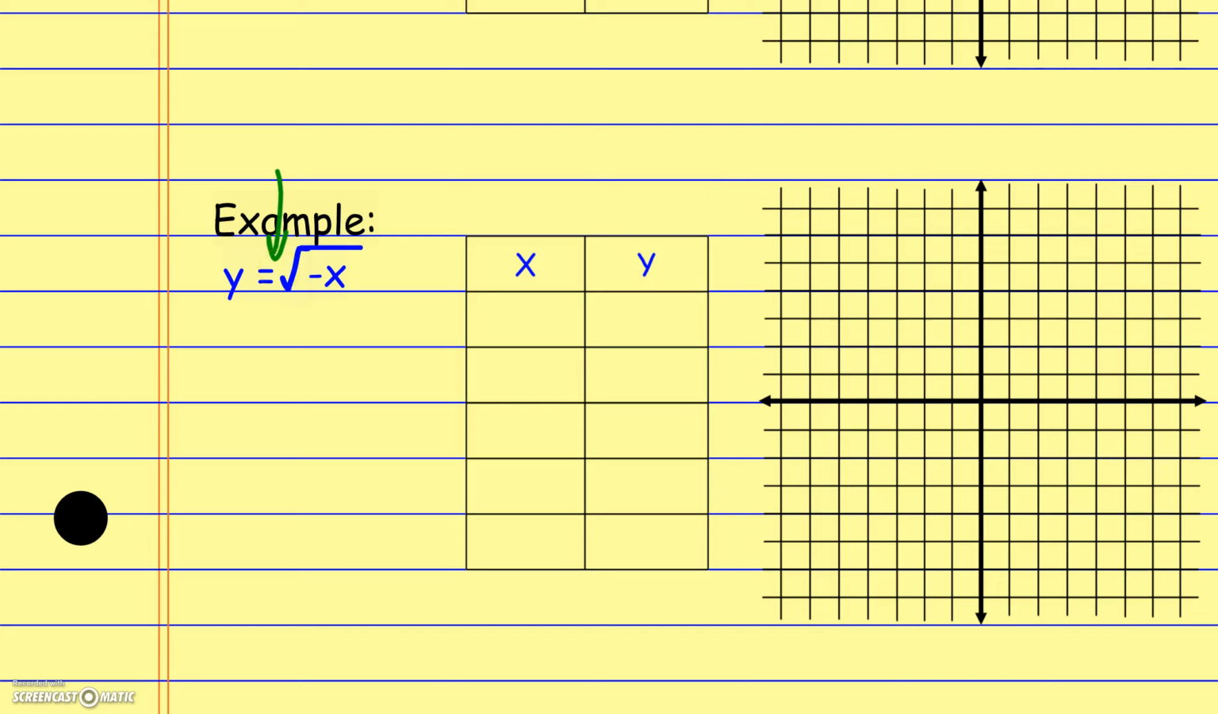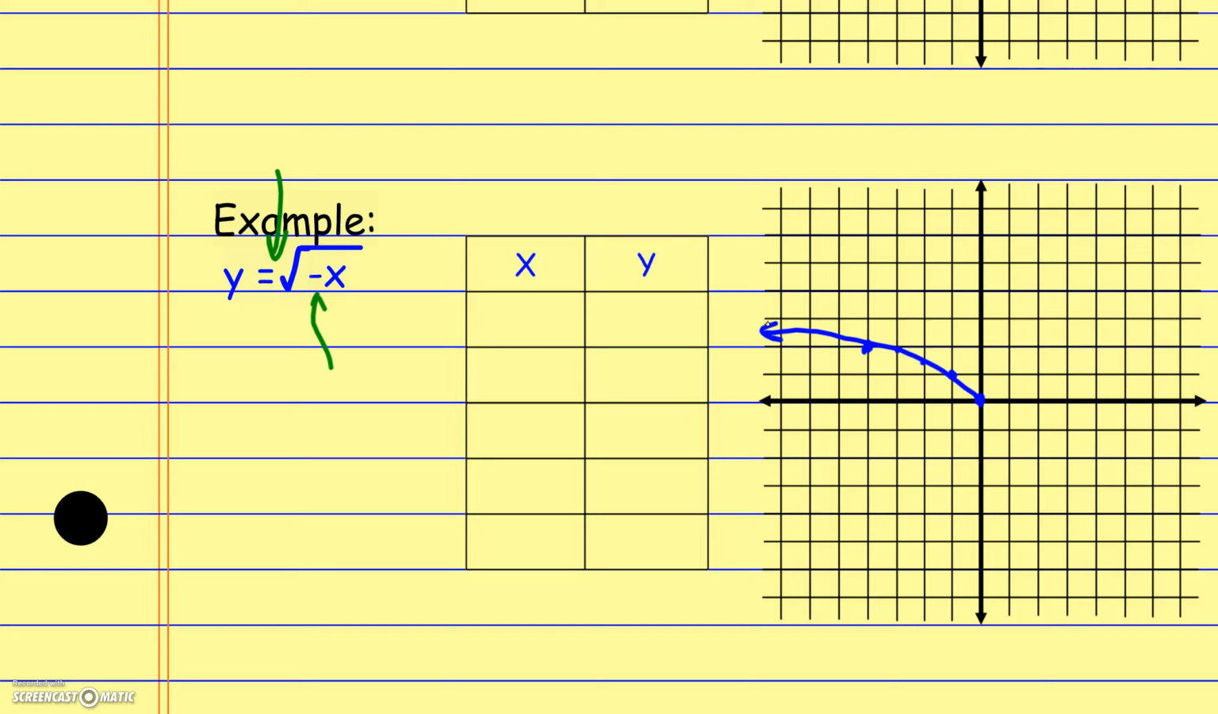So if I put a negative inside where x is, it's going to affect whether this thing opens to the left or to the right. And that's what happens here. I'm going to have my same shape, but instead of opening to the right, I'm going to open to the left. I'm still going to go over 1 up 1, over 4 up 2, but I'm going to open in this direction instead. And so that's the effect that this thing has, is I open to the left instead of the right.